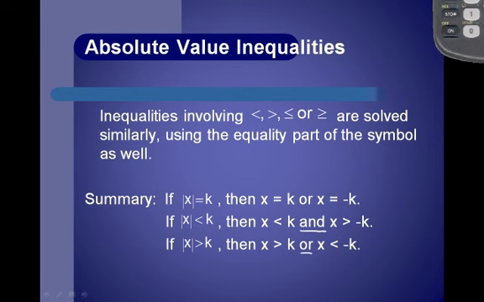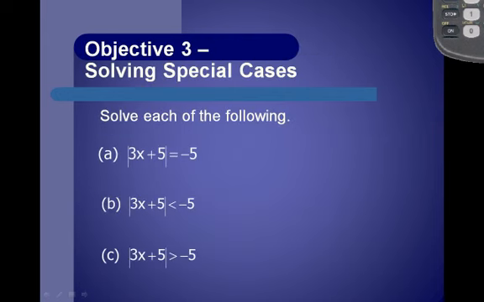Notice in all three cases, the first equation is just like the original problem with no bars. In the second case, we change the sign of the other side, and if there's an inequality sign, then we reverse that sign. Okay? Let's do objective 3, solving special cases.